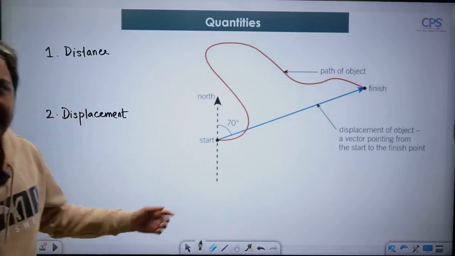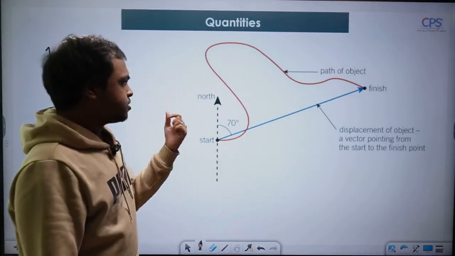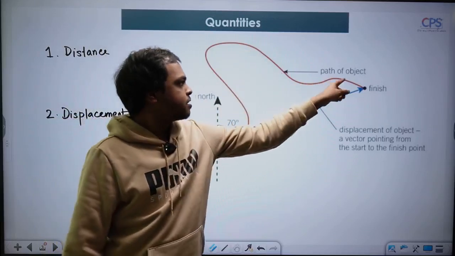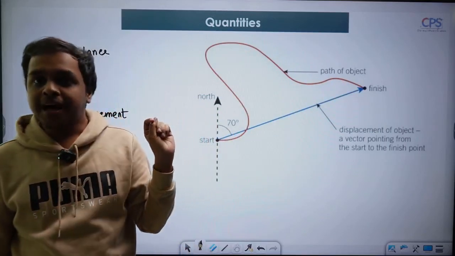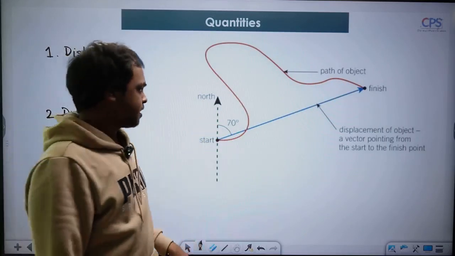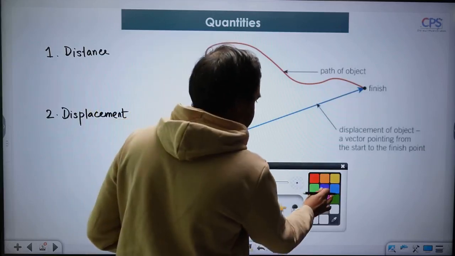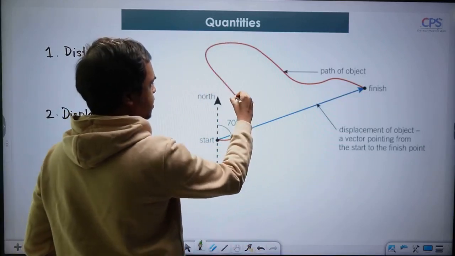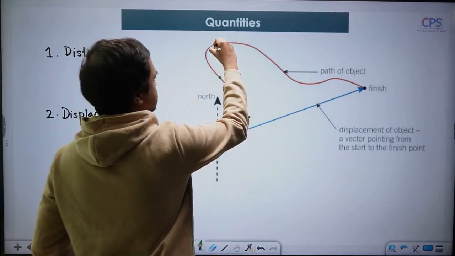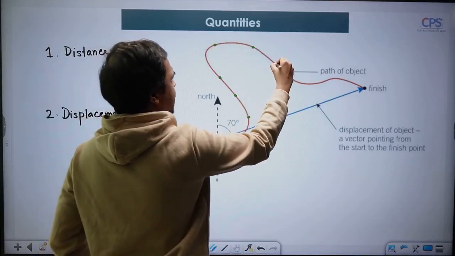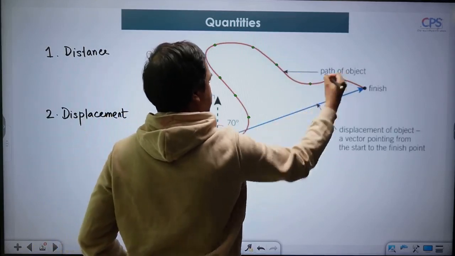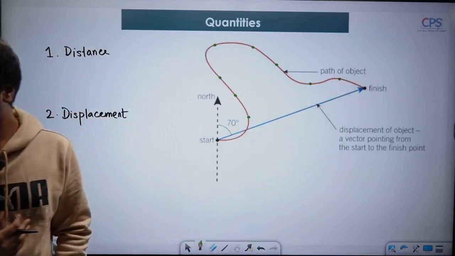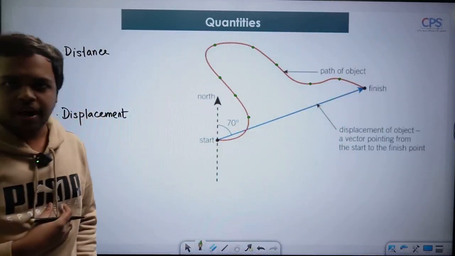Okay, just be attentive right now. See, there is a path that's colored in red. This path is followed by an object. Let's say an object goes through this path, like the green object. It can be any path, like from your home to your college or school, whatever you might say, anything, right?